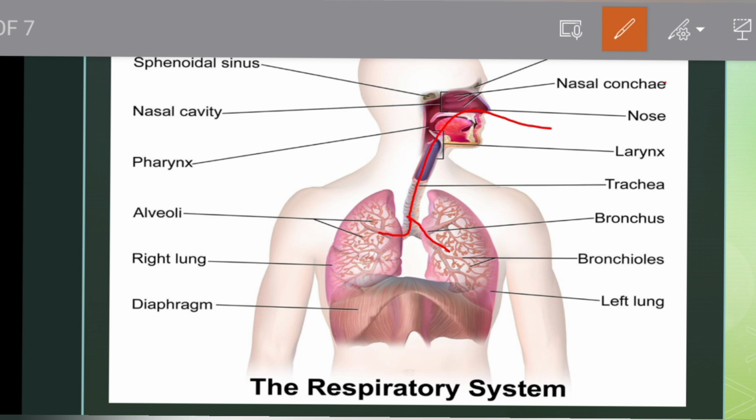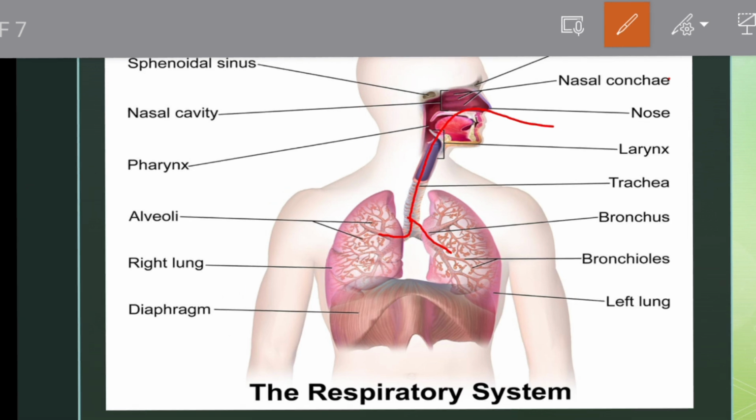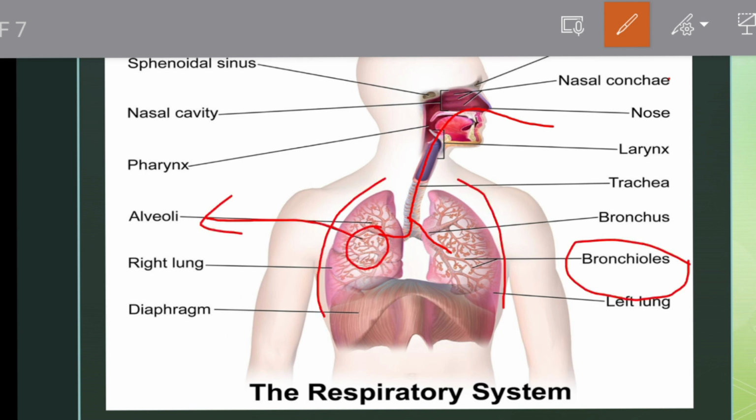And next, within the lungs, the passage gets divided into smaller and smaller tubes. Finally, they terminate in balloon-like structures known as alveoli. Maybe you all are thinking about what alveoli are. Alveoli are just tiny air sacs which are present at the end of the bronchioles.